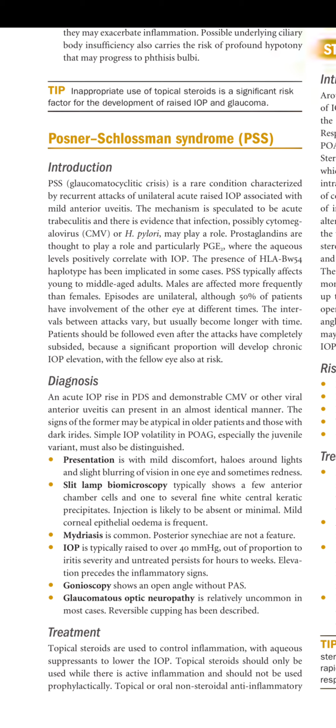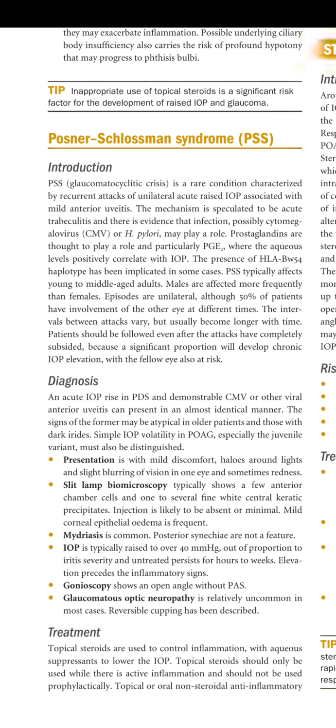Presentation is with mild discomfort and halos around lights. This is basically due to corneal edema. There can be slight blurring of vision in one eye and sometimes redness. So what will the slit lamp biomicroscopy show? The slit lamp biomicroscopy typically shows a few anterior chamber cells and one to several fine white central KPs. So, mild uveitis: few cells in the anterior chamber and fine KPs.